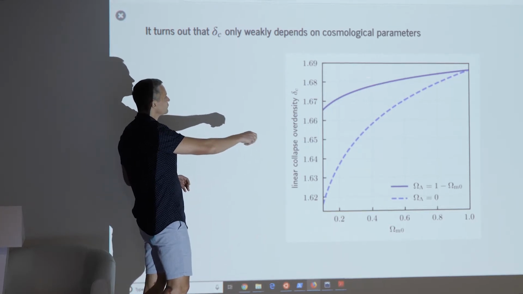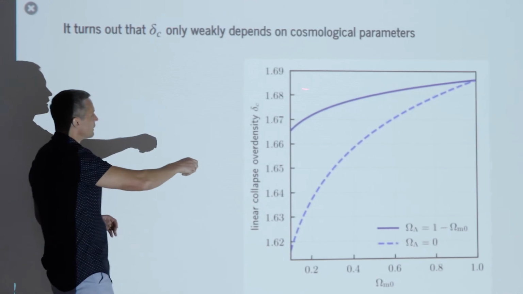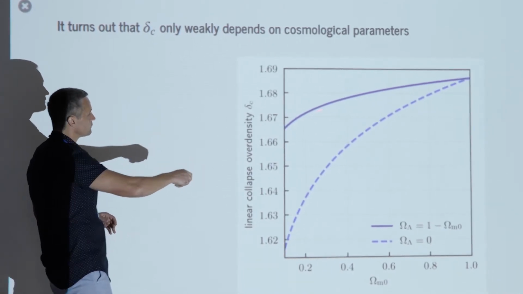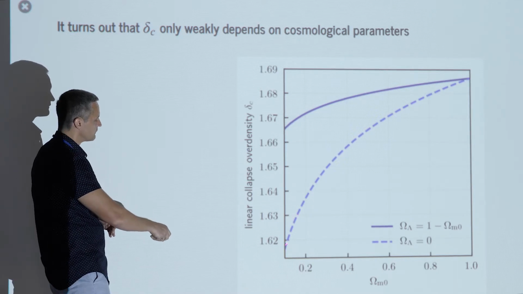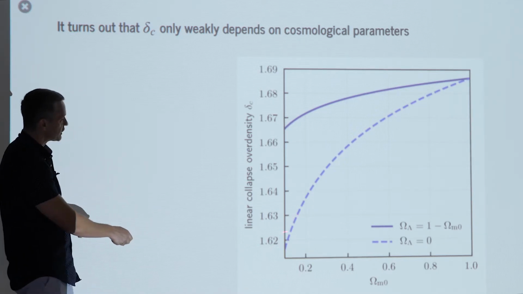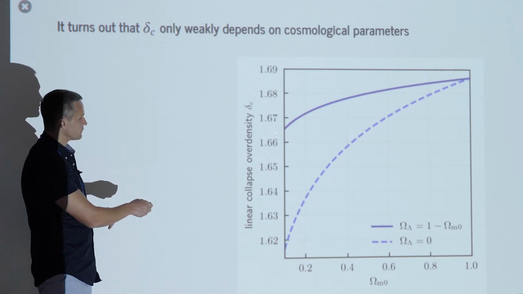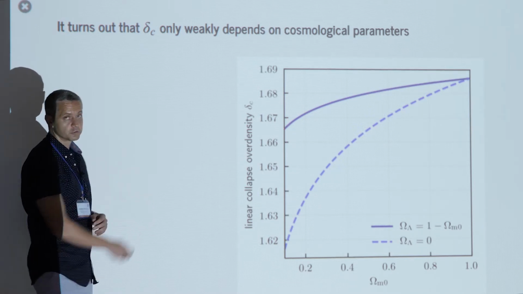6.9, so close to it, but somewhat smaller. And then there is a trend as a function of omega, but this trend doesn't matter unless omega becomes very, very small and we live in an open universe, where we can get as low as 1.6. But in the lambda CDM, you can see that even for low omegas, it's still very close to 1.67.